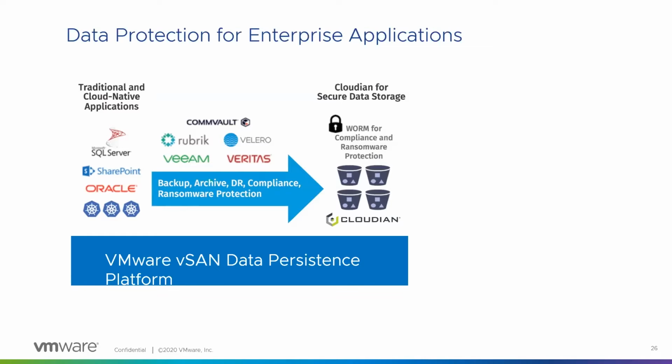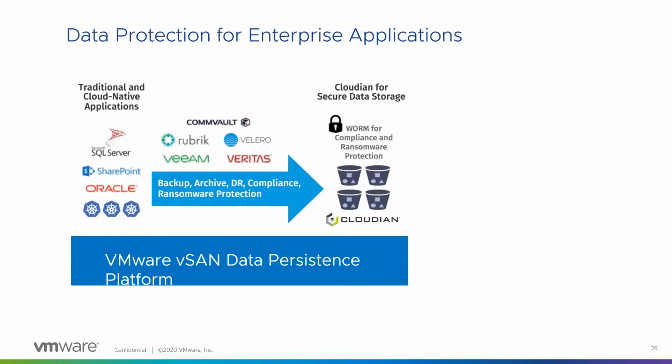And that data can be your SQL Server database. It can be your backup data. It can be Kubernetes-based data, showing here these traditional or cloud-native applications on the left of this picture. And Cloudian on the right is that same storage I've been talking about that can be used as a backup target. It can be used for archive, can be used for compliance, and it can be locked. Very importantly, it can be locked to prevent any kind of tampering of the data.